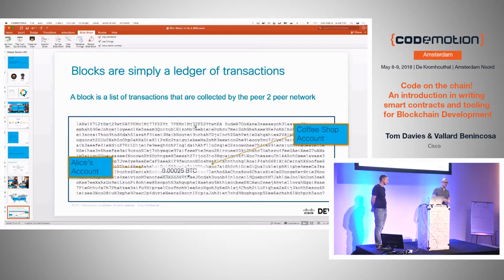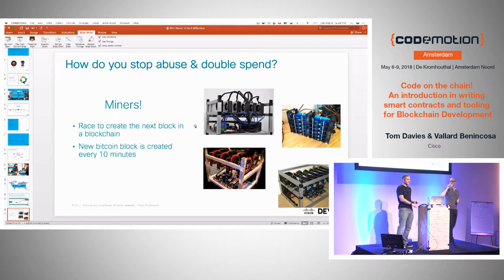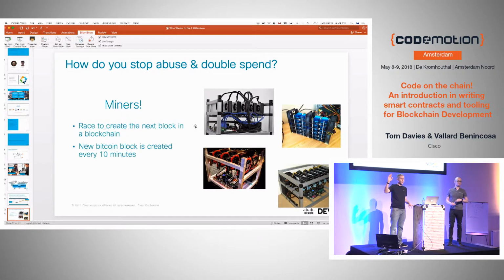Here's a look at a block. A block essentially is just a whole bunch of cryptographic information, but if you were to decipher it, you'd have Alice's account, the coffee shop's account, and the money that was getting transferred, in this trivial case, the easiest transaction that we can describe quickly. The people that actually put those blocks together are certain actors that live on the network, and they're called miners. How many of you are running a Bitcoin miner or Ethereum miner? A couple of you in here. Very cool. I counted about 4 people.